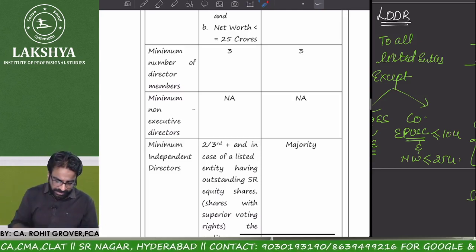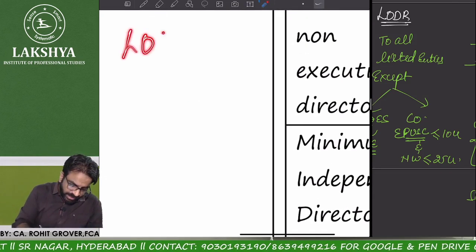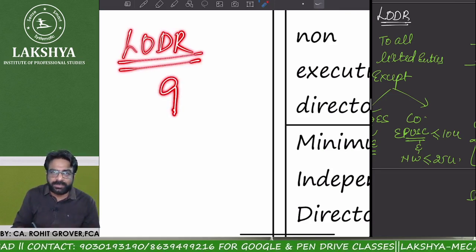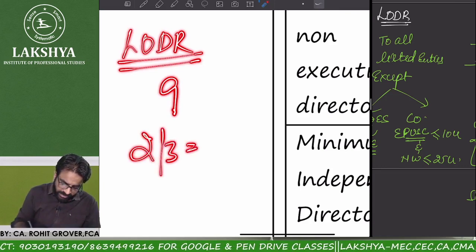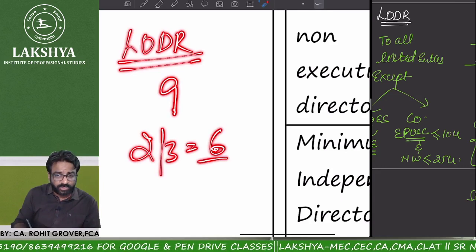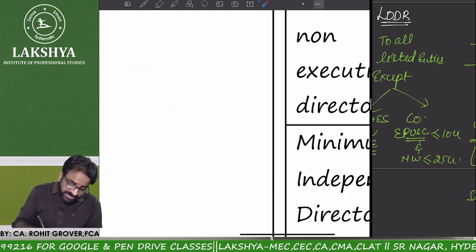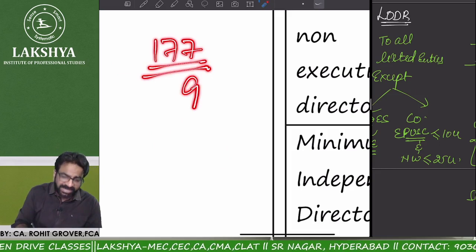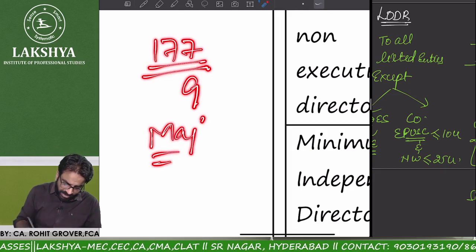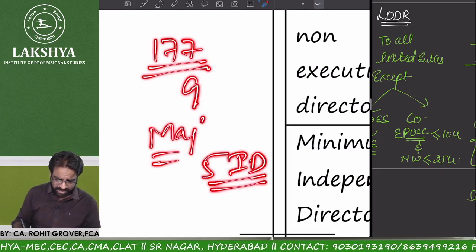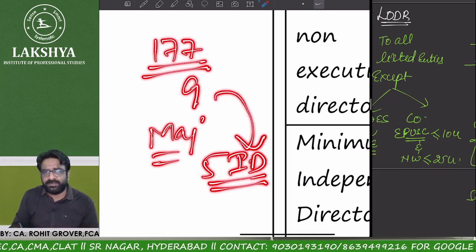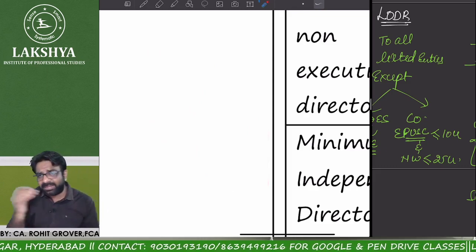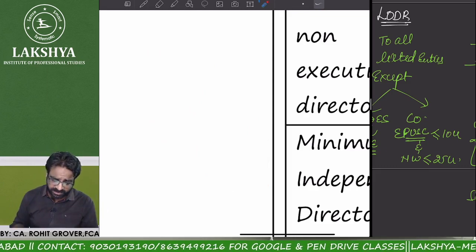Let me give you a clear idea. Suppose it is LODR and there are a total of 9 directors in your audit committee. What is 2/3 of 9? It comes to 6. But if it is an audit committee as per Section 177, we don't need 2/3. There are 9 members, we need a majority. If you have 5 independent directors out of 9, that is also fine. That is a major difference between the LODR audit committee and the Section 177 audit committee.